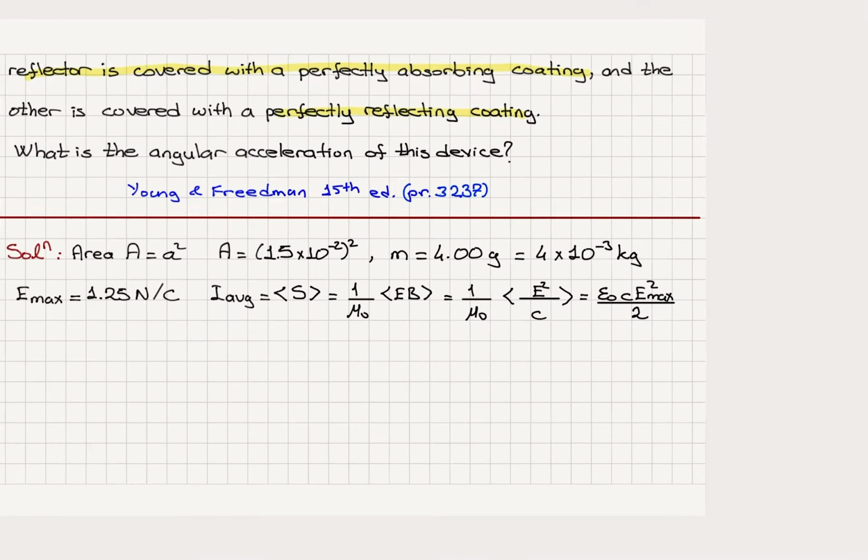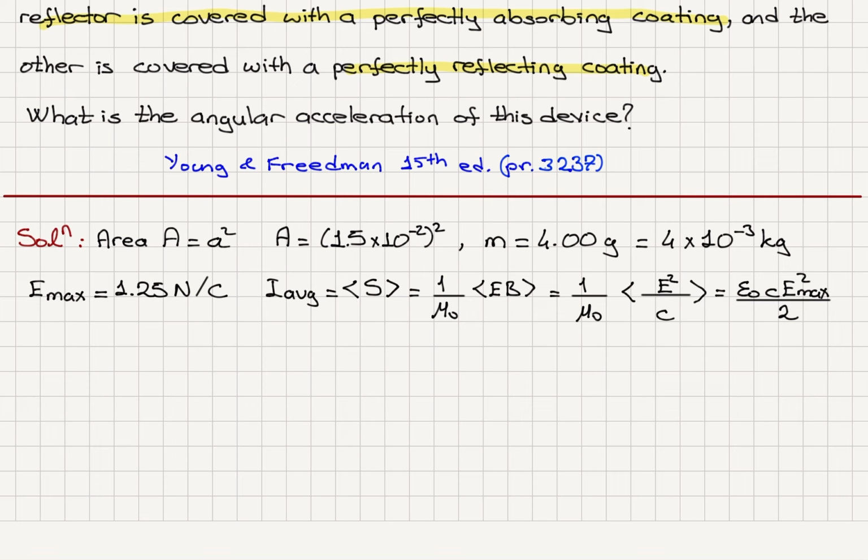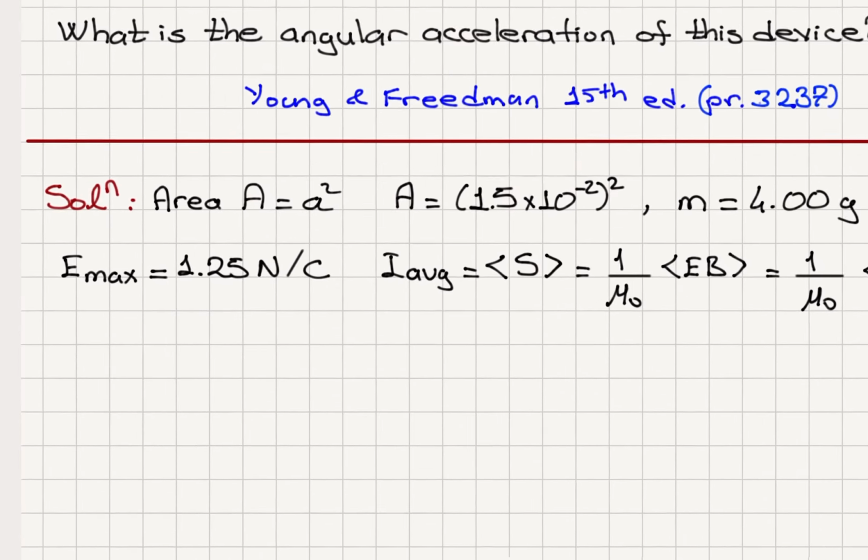Okay, so here I have noted c is 1 over the square root of mu 0 epsilon 0, the speed of light. And the time averaged value of E squared is E max squared over 2, as we have shown in the lecture.